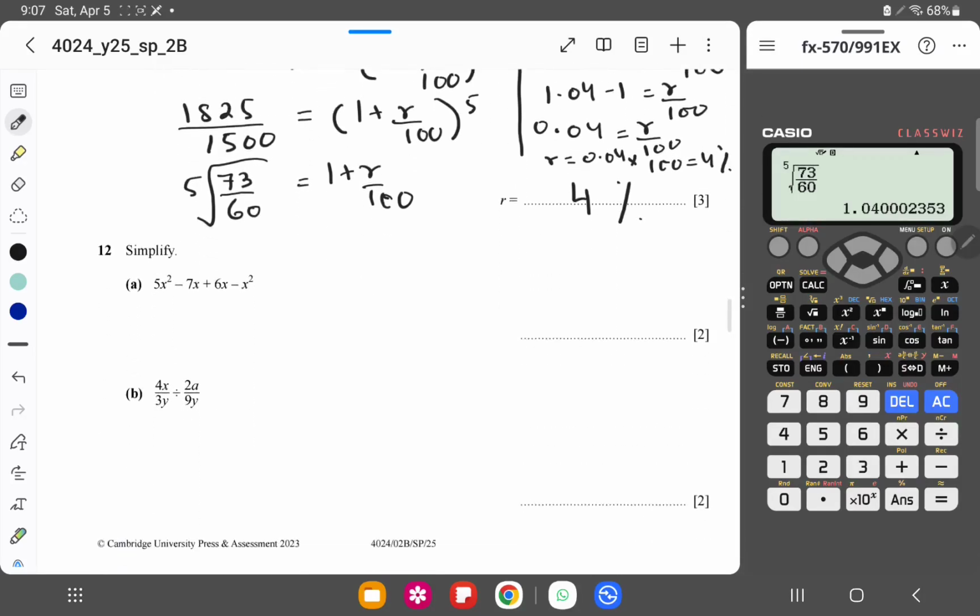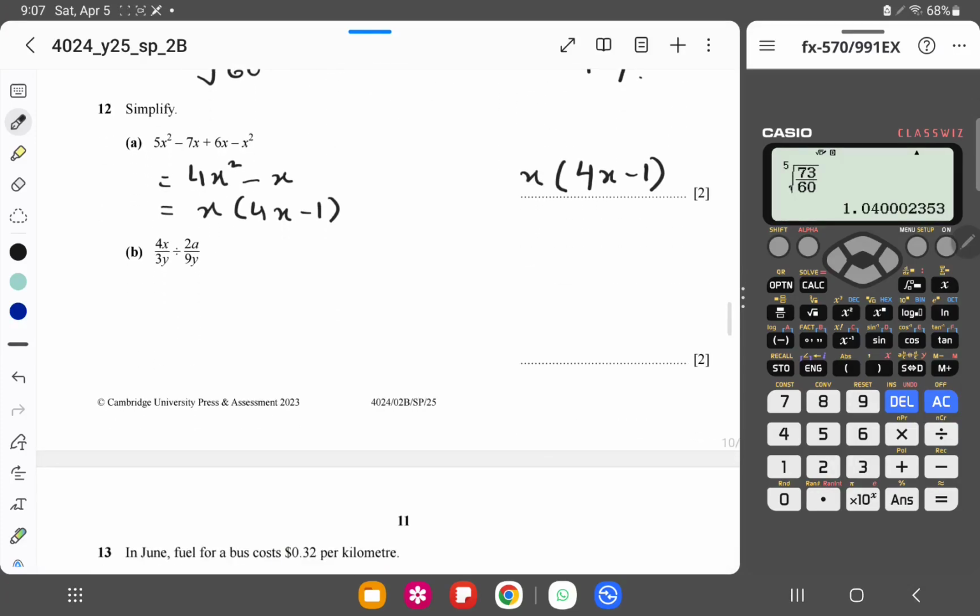So question number 12, simplify 5x squared minus 7x plus 6x minus x squared. 5x squared minus x squared is 4x squared, and minus 7x plus 6x is equal to minus x. You can write down this answer, or you can take x common, that is x times (4x minus 1) is the answer.